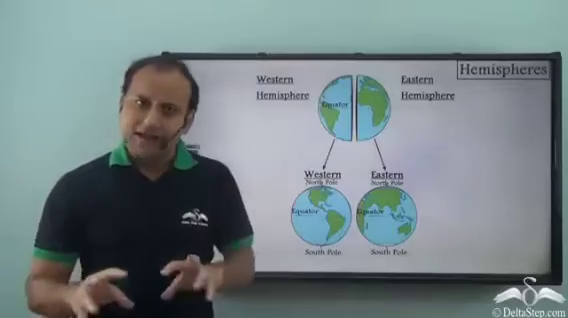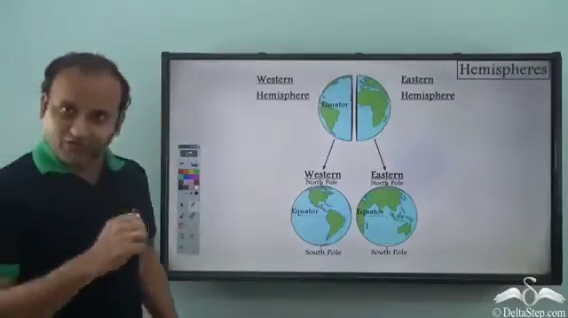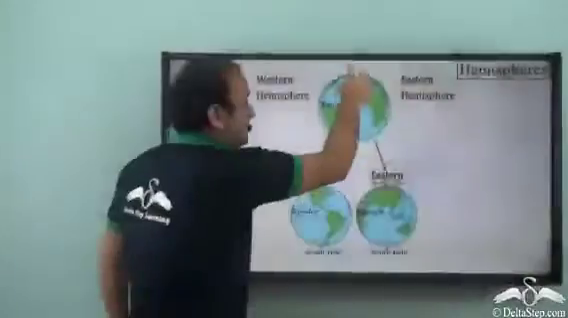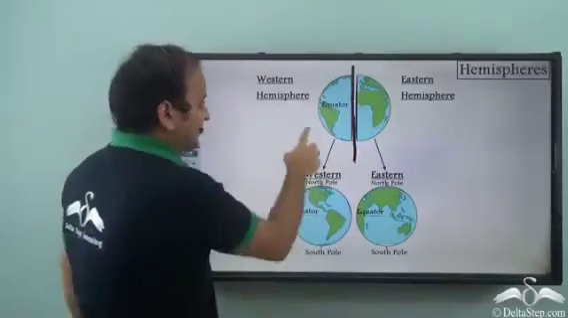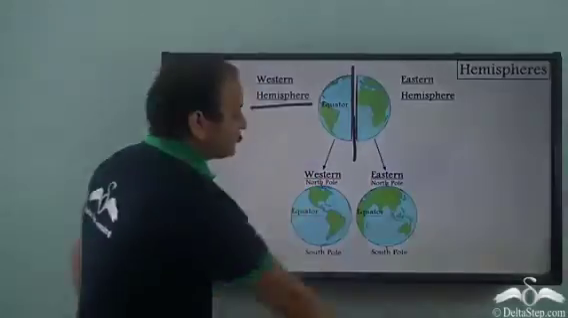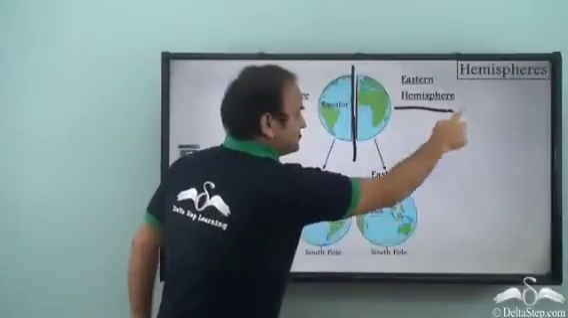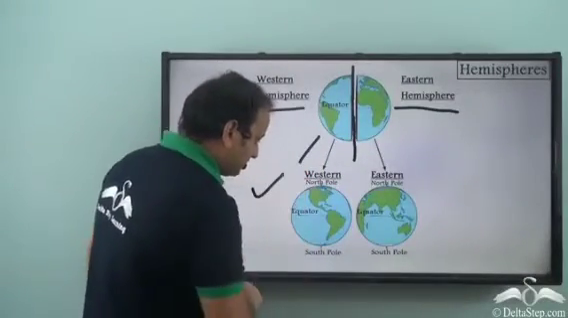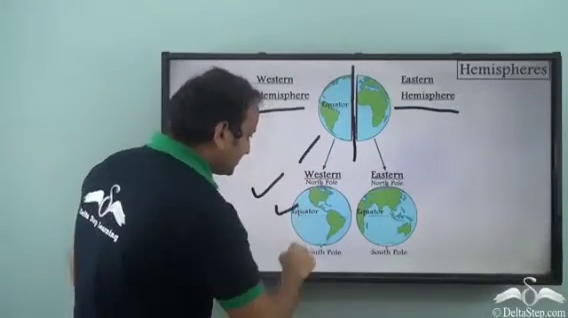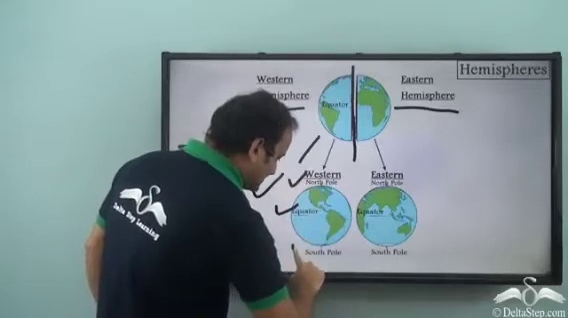So the prime meridian divides the Earth vertically, isn't it? By dividing the Earth vertically, it gives us the western hemisphere and the eastern hemisphere. So this is the western hemisphere. And you see, this is the equator and this is the North Pole and South Pole.